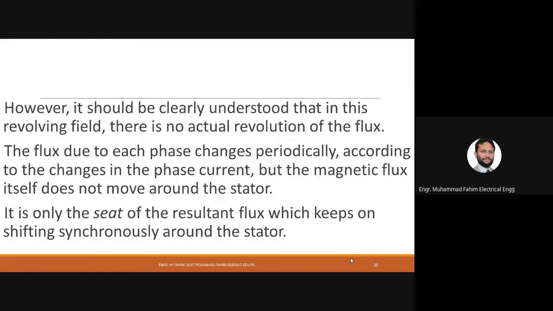However, it should be clearly understood that in this revolving field there is no actual revolution of the flux. The flux due to each phase changes periodically according to the changes in the phase current, but the magnetic flux itself does not move around the stator. It is only the seat of the resultant flux which keeps on shifting synchronously around the stator.